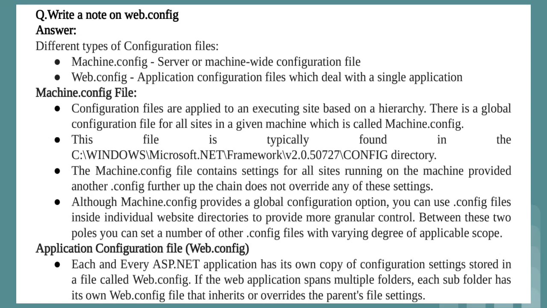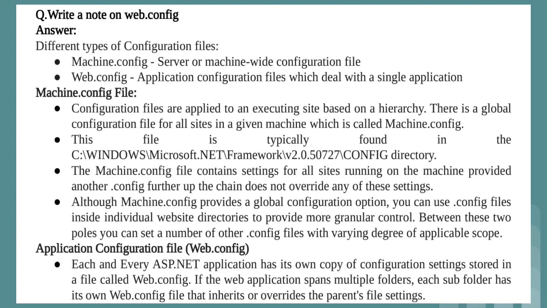There are actually different types of configuration files. The first is the machine.config file, the server or machine wide configuration file. The second is the web.config file, the application configuration file, which deals with a single application. If you want to change settings related to the server or machine on which we are running the program, we use machine.config. The web.config file is related to only one web application, that is, only one website.